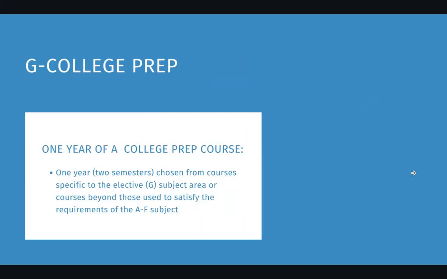Lastly, we have the G category, and the G is for any college prep electives that students take. So 1 year of a college prep elective can include 2 semesters of any specific subject area courses beyond those used to satisfy the A through F requirements. And so that can be like government, econ, AVID, to name a few.